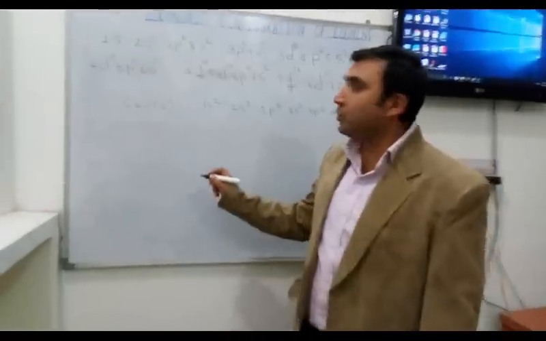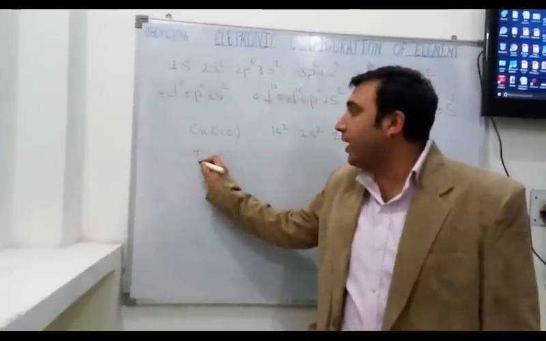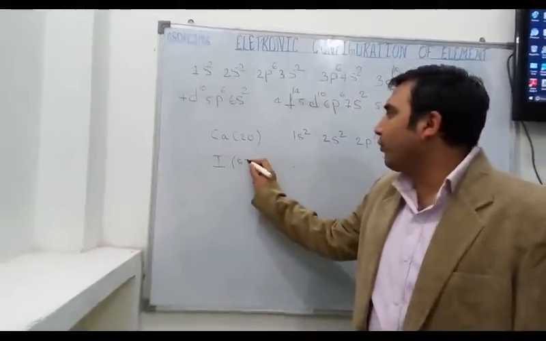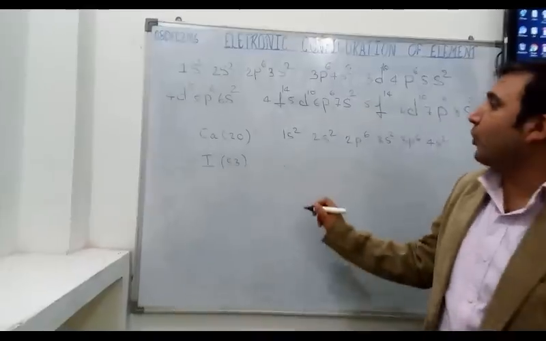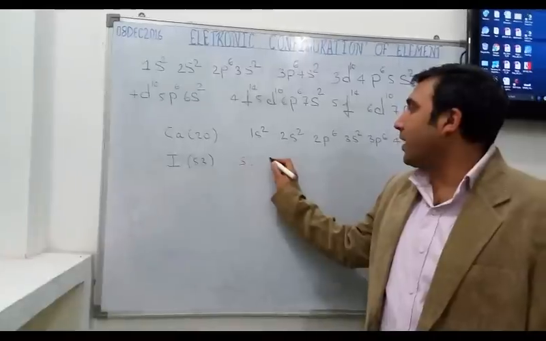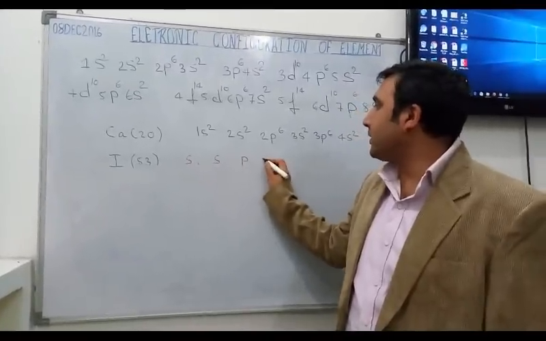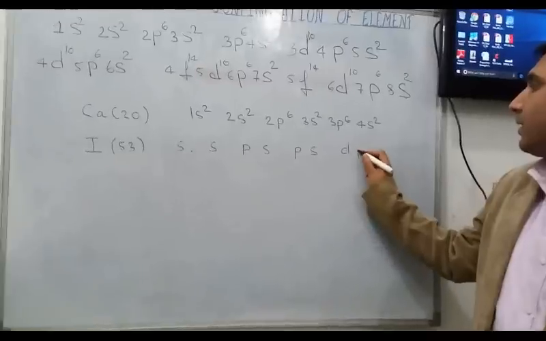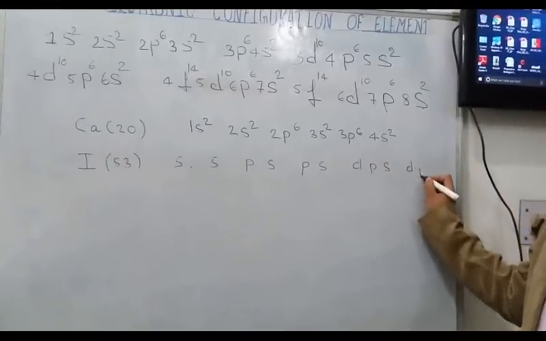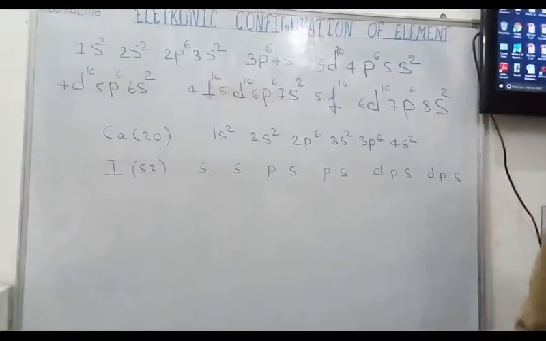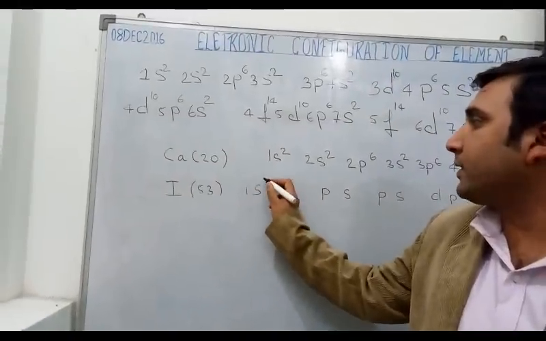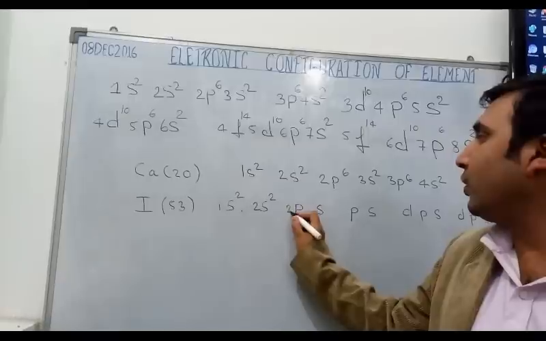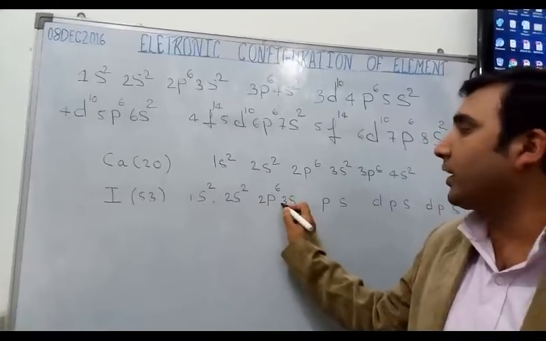Let's see. So now I am going to write the electronic configuration of iodine whose atomic number is 53. So we will follow the same procedure. What will we write? s, s, p, s, d, p, s, d, p, s, d, p. Let's check how many electrons have come here. It is 1s2, after this 2s2, then 2p6.